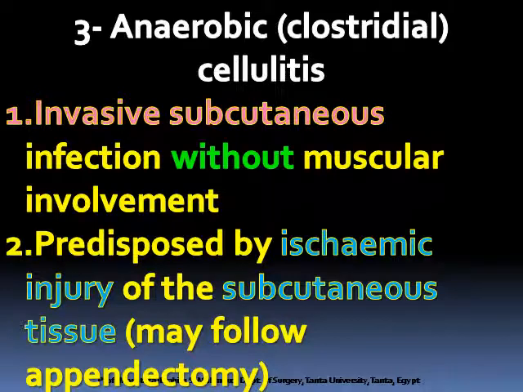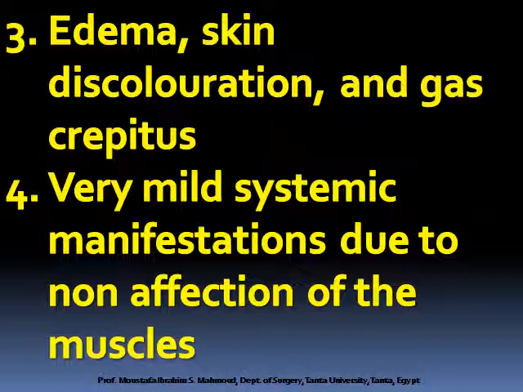Anaerobic clostridial cellulitis is an invasive subcutaneous infection without muscular involvement, predisposed by ischemic injury of the subcutaneous tissue, may follow appendectomy. Edema, skin discoloration, and gas crepitus. Very mild systemic manifestations due to non-affection of the muscles.